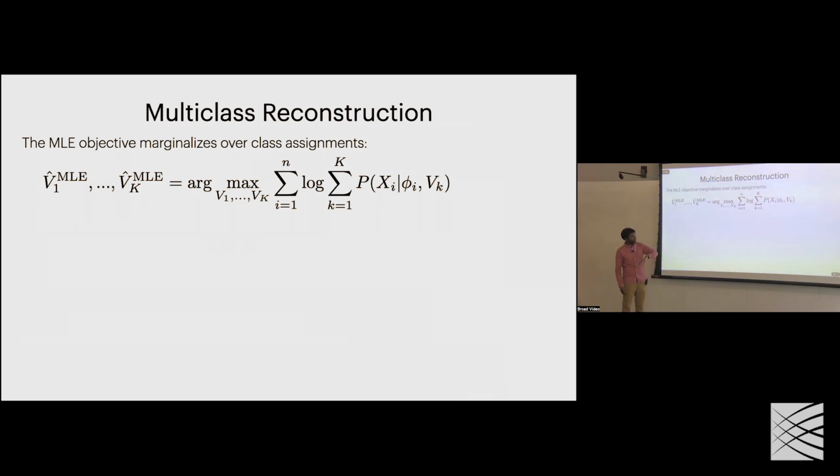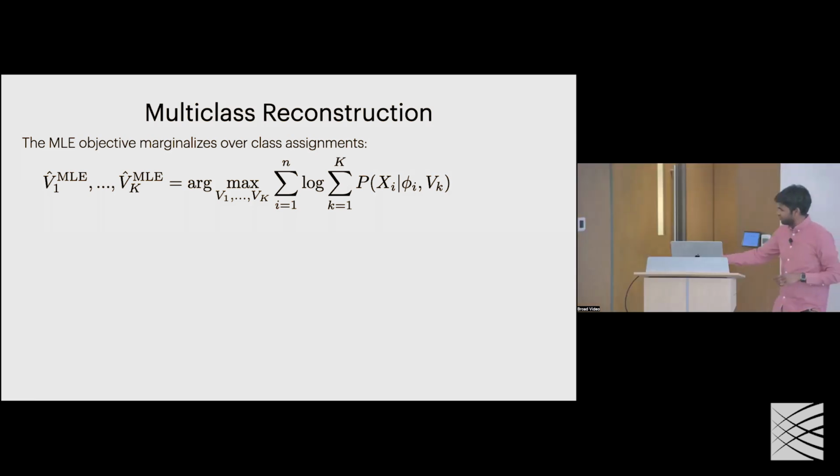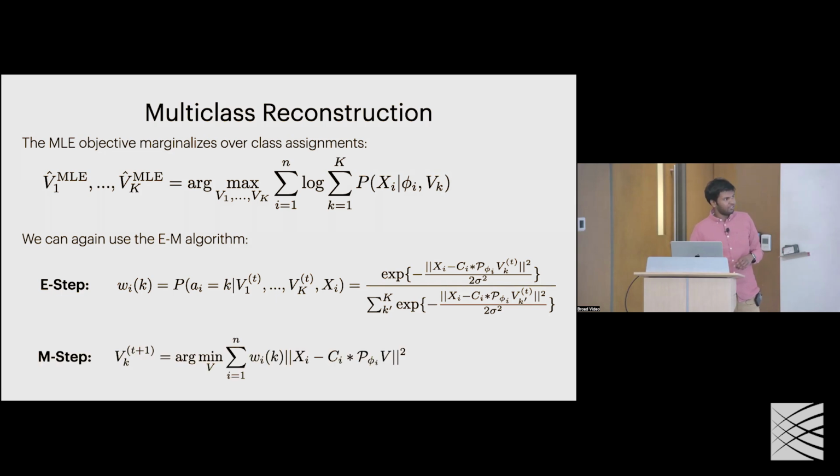So with that assumption, we saw in the original objective, we were essentially marginalizing over the space of poses. Here, we're just marginalizing over the class assignments. Okay, so that's the only thing that really changes in the objective. And the EM algorithm is going to look very similar.